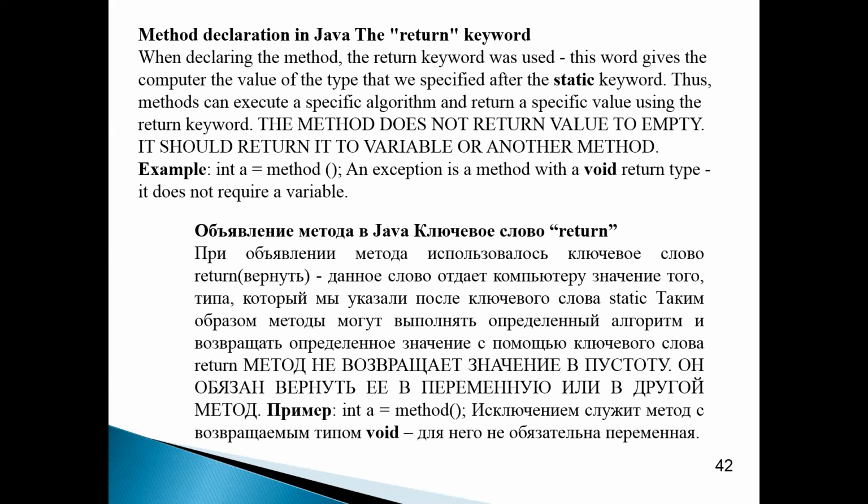Example, int a equals method round bracket. An exception is a method with a void return type. It doesn't require a variable.